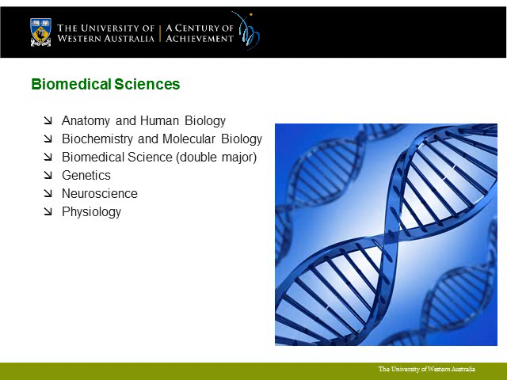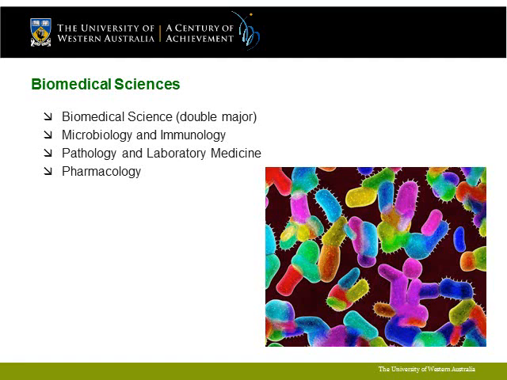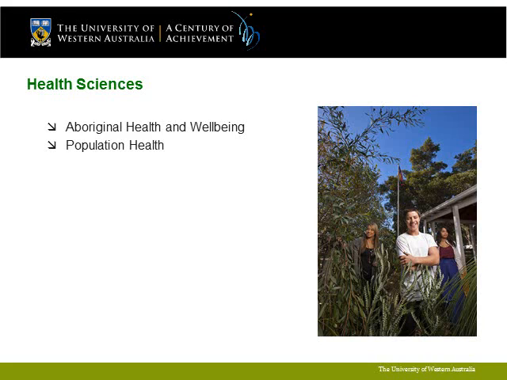The biomedical sciences cover a wide field of majors: anatomy and human biology, biochemistry and molecular biology, biomedical science, genetics, neuroscience, and physiology. Further majors within the biomedical sciences are microbiology and immunology, pathology and laboratory medicine, and pharmacology. The health sciences comprise Aboriginal health and wellbeing and population health as majors.